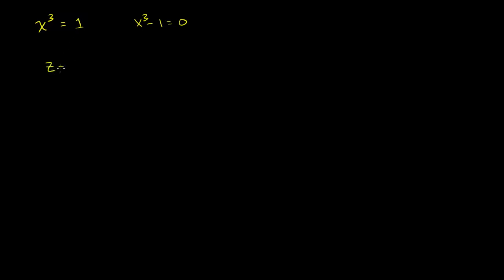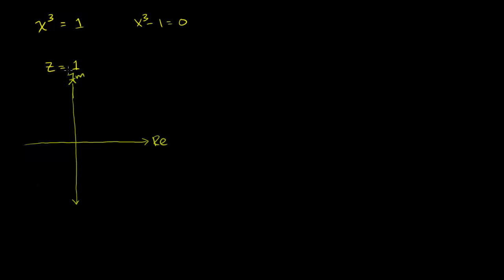So let's just say z is equal to 1. 1 is a complex number. It's a real number. All real numbers are also complex numbers. They're a subset. They're in the complex plane. They just don't have an imaginary part. So let's draw this on an Argand diagram. So that's my real axis. This is my imaginary axis.